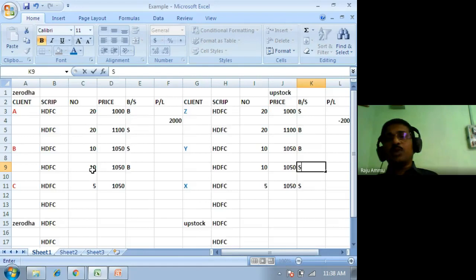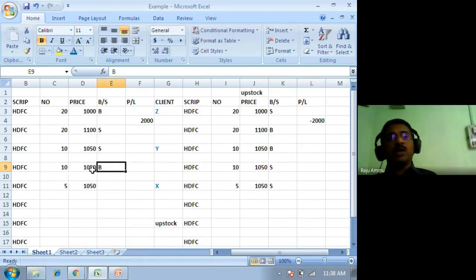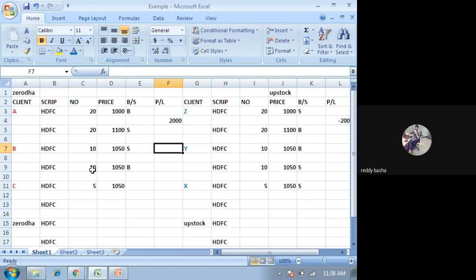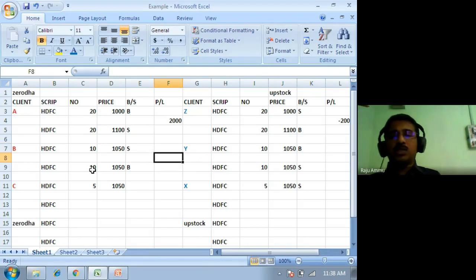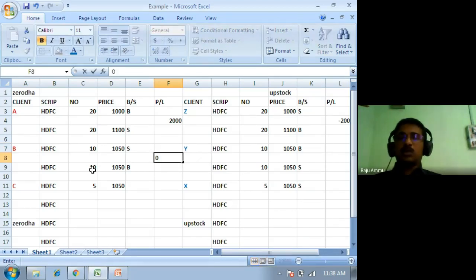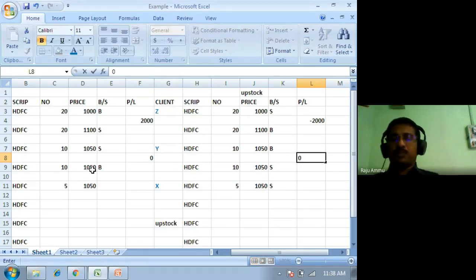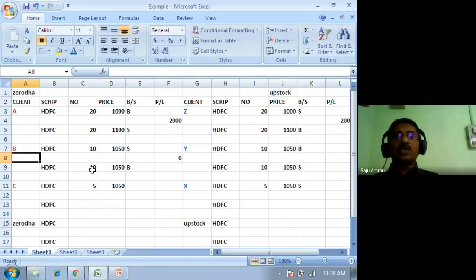So what is the profit or loss achieved by client B as well as client Y? No profit, no loss, sir. There is no profit or no loss. So 0 here, and a 0 here. Only transaction cost, if at all, may be incurred by him or her.